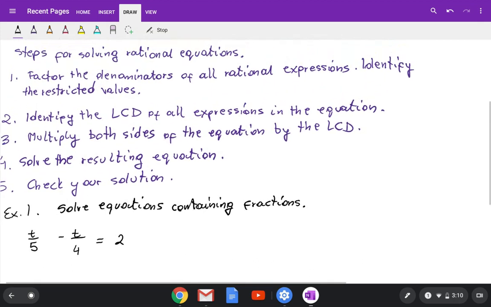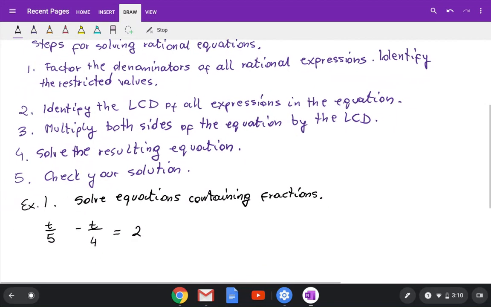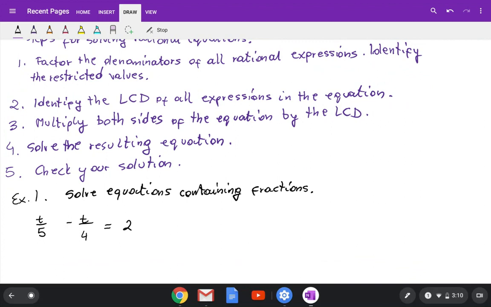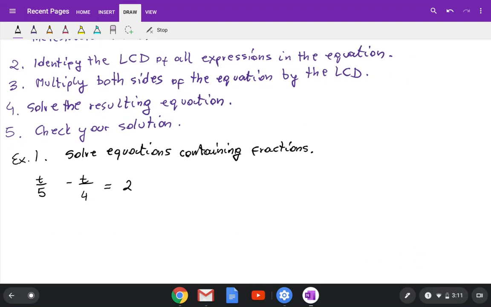So rational equations. So step 1 was factor the denominators of all rational expressions. Okay, and step 2 was identify the LCD. So I will move quickly. Okay, let's just do step 1. So factor all the denominators. So factor 5. So 5 is the same as 1 times 5. And factor 4, which is the second denominator. So 4 is the same as 2 to the second power.